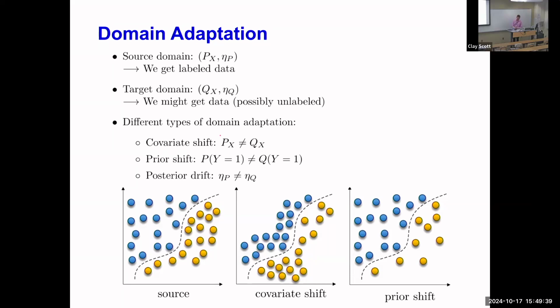So covariate shift is very widely studied. There's lots of papers on it. It's been around for a long time. But it's actually relatively uncommon. Prior shift can be quite common, but it's a pretty easy problem because there's just one parameter that's changing in your distribution. And then posterior drift can be quite challenging because your Bayes classifier is changing, but it's actually quite common.